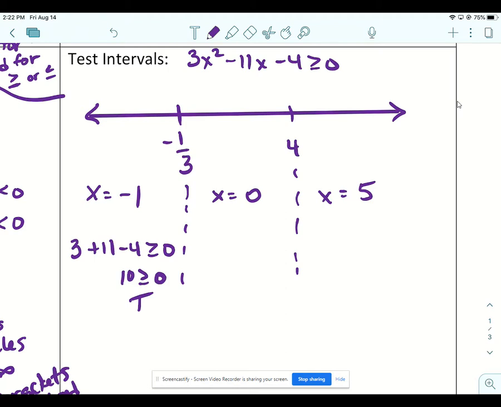Oh, I didn't do my open or closed circle. Because this one has an or equal to, because it's greater than or equal to, they're closed circles. And because this is true, we are going to shade toward the right, from that closed circle all the way to the right. Now I plug in 0. Everything that has an x becomes 0. We're left with negative 4 is greater than or equal to 0, which is false.